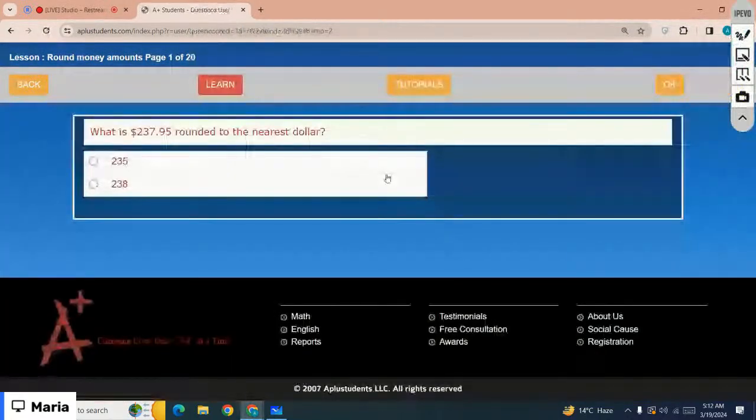What is $2.37 rounded to the nearest dollar? So, which is the correct option?